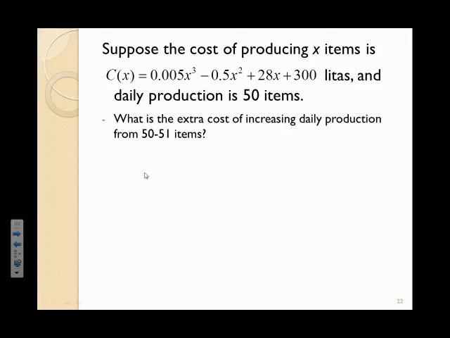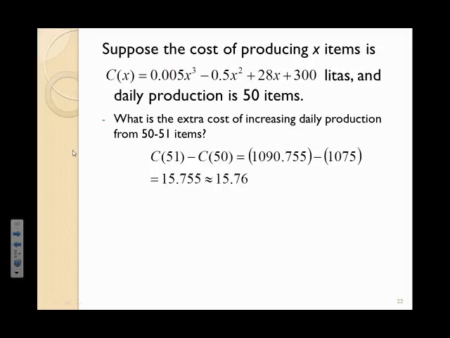Well, the technical way, the 100% accurate way of doing this would be to do a C of 51 minus a C of 50. So we have to put 51 in for x in all these numbers. When you do that, you end up getting 1090.755, and then do a C of 50, 50 cubed, 50 squared. Well, it takes a while, right? Well, it ends up being 1075. Calculators make it easier, but still kind of annoying. So somewhere around 15 litas and 76 centas is your marginal cost.